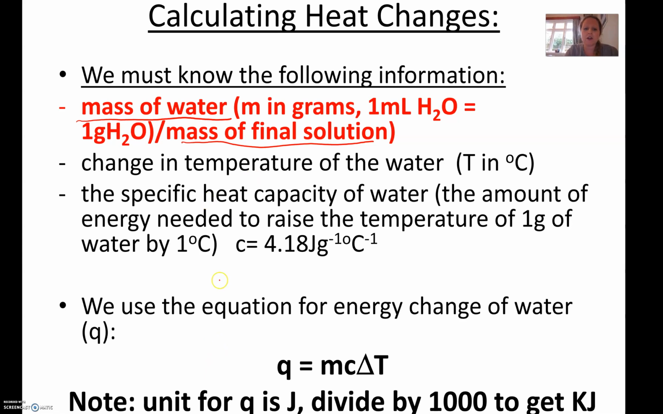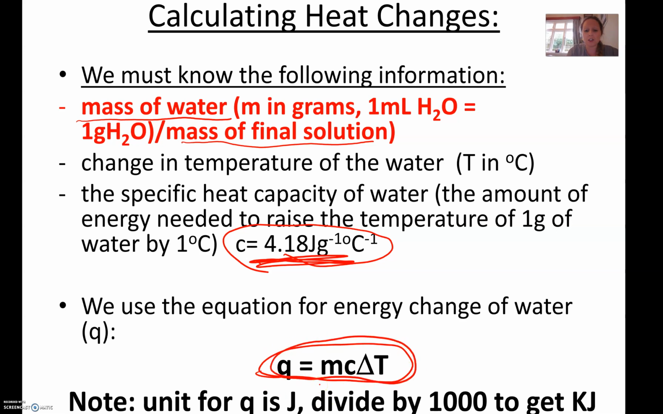Change in temperature is nice and easy, and I explained before what the specific heat capacity of water was. This is given in your assessment. You do not need to memorize it. It's the amount of energy needed to heat 1 gram of water by 1 degree. So this equation you need to know off by heart. Q equals mc times change in T.